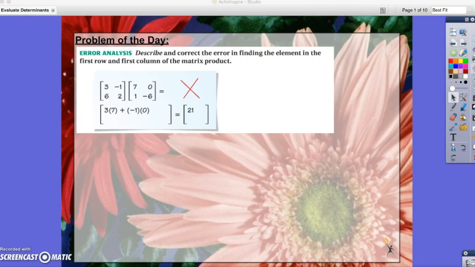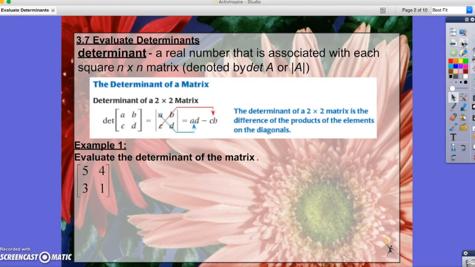All right, so today we move on to lesson 3.7, which is evaluate determinants. So pause the video, take a look at the problem of the day, answer the question. So in 3.7, we call it evaluate determinants.